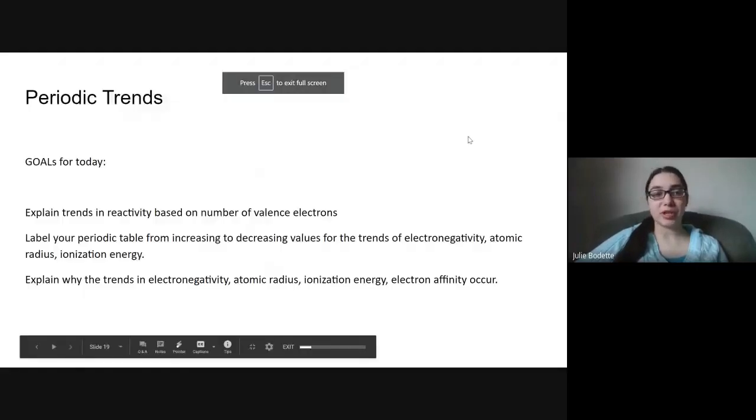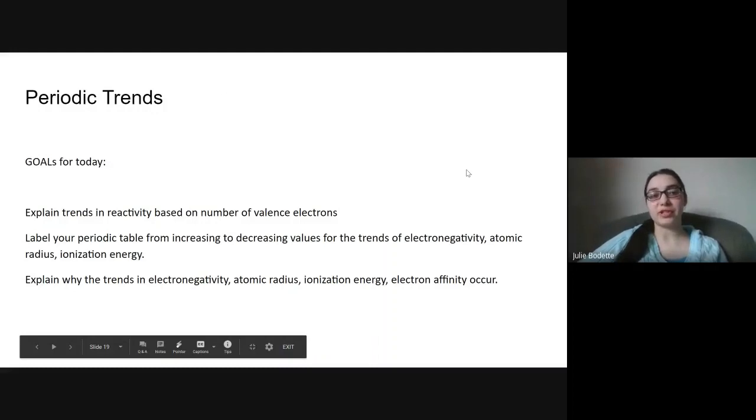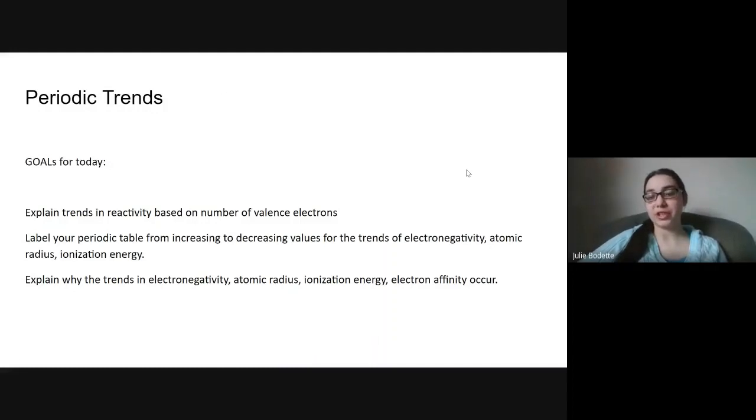So we're going to be learning about periodic trends. Goals for today: you guys should be able to explain trends in reactivity based on number of valence electrons. So basically, how does the number of valence electrons change how things react? Like how many bonds it forms. And this is review. We've seen this before. And then two new things.